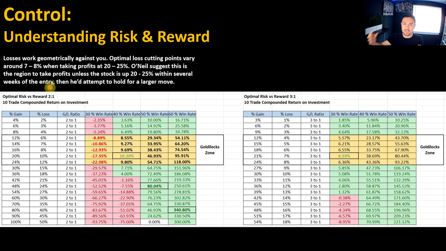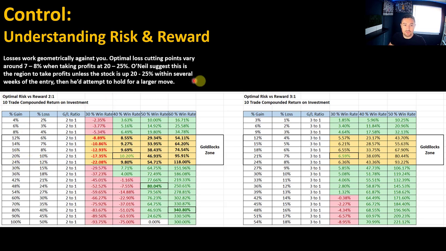You're going to learn that in the optimizing profit section. Then he'd attempt to hold for a larger move. So if we take a look here, this is the optimal risk versus reward. If your reward is twice your risk, so i.e. you're winning $2 but your loss is $1, okay, so it's two to one, whatever that 2-to-1 may be. So the optimal ratio to be compounding capital at a 40% win rate would be a 20% gain and a 10% loss, a little bit more than the 7-8%.